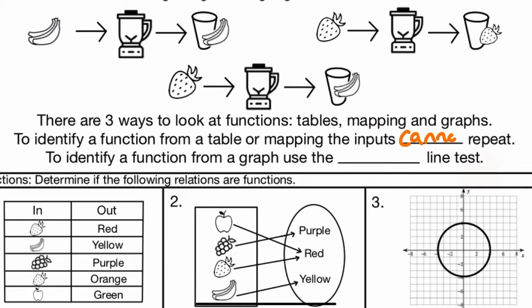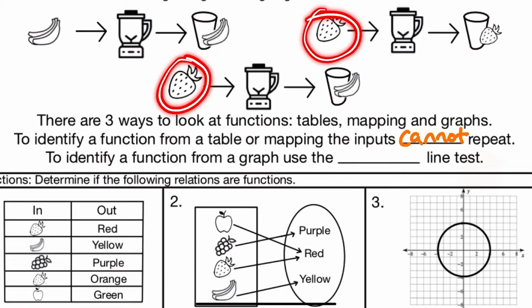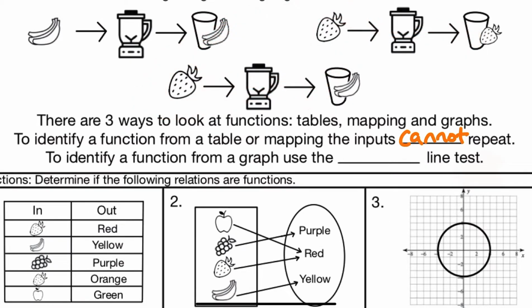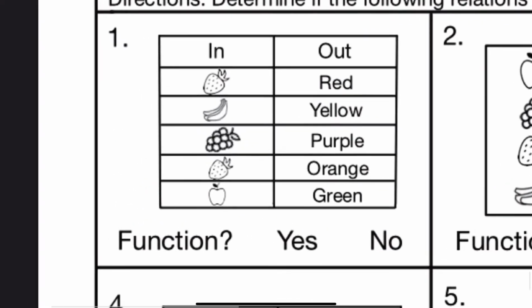All right. To identify a function from a table or mapping, the inputs cannot repeat ever. Like I said before with our strawberries up here, we can't have 2 different things coming out of our blender if we only put in strawberries. Okay? So, that's the idea. If we ever have a repeating input, whatever we put in is repeated, then it's not a function.